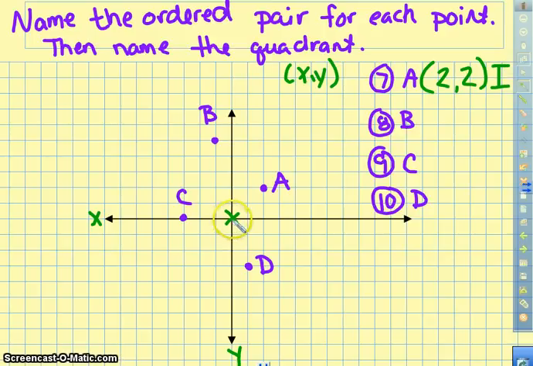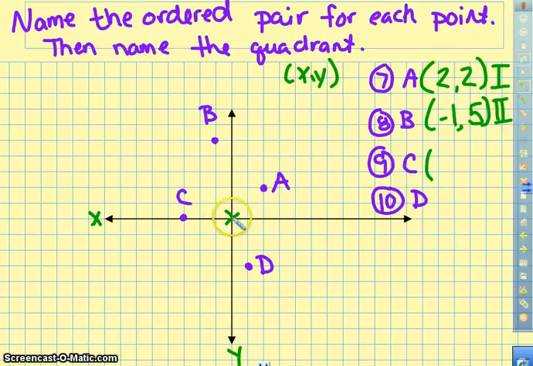For point B, once again, I'm starting at the origin. This time I have to go to the left. Now a left move is a negative move. So I'm going over negative 1, and then up, which is positive, 1, 2, 3, 4, and 5, and that is in quadrant 2.